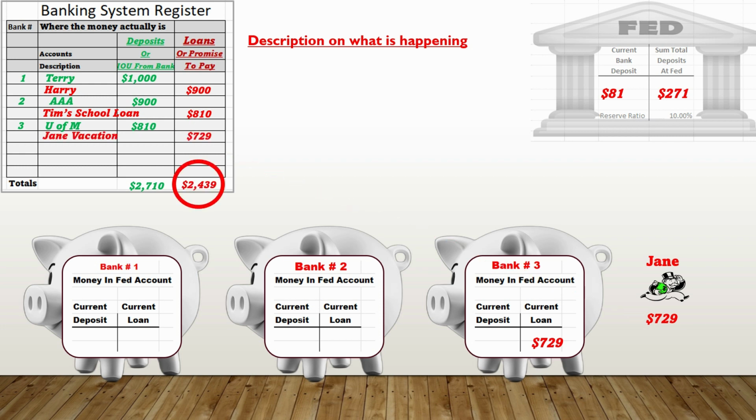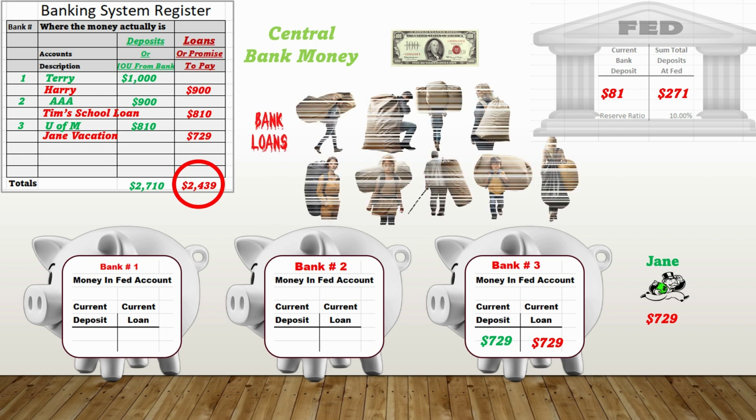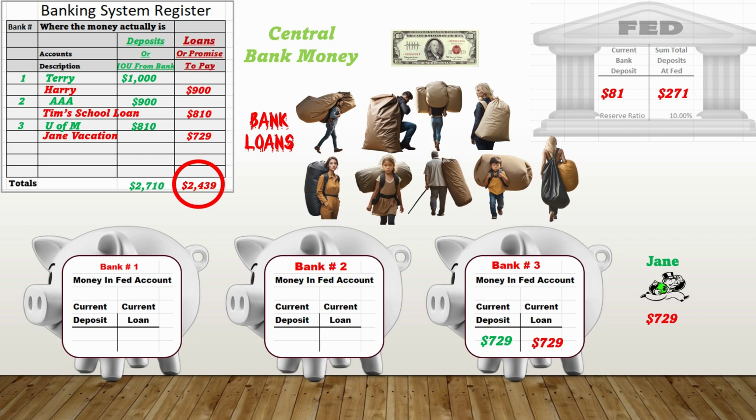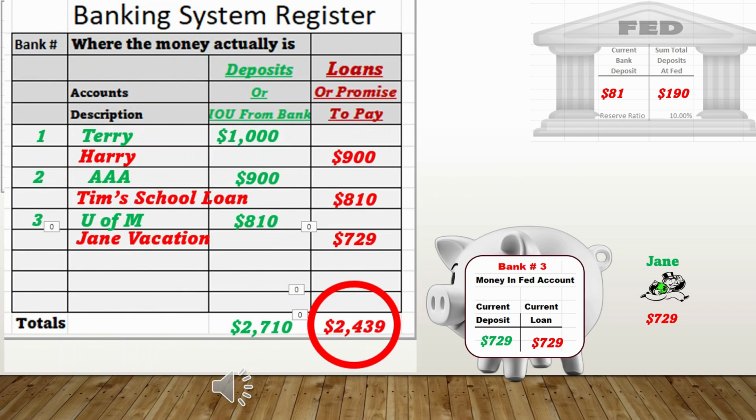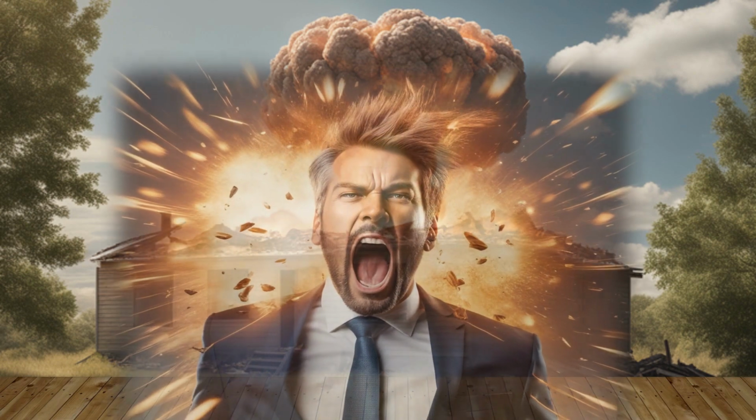With only a $1,000 deposit, the banking system has now loaned us $2,439 for every $1 of central bank money. If our banking system keeps 10% of its deposits in reserve, it can create $9 in loans. Are you starting to see how we can have so much debt? When we zoom into the banking system register, we see the loans from the previous bank are creating the deposits in the next bank. I know this new way of seeing our banking system makes most of our heads explode.